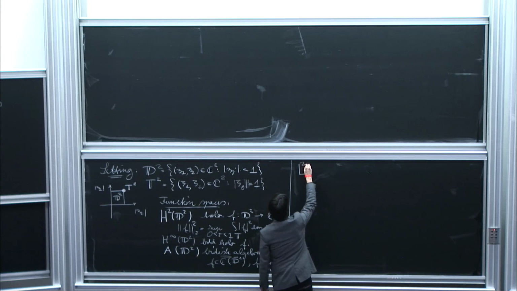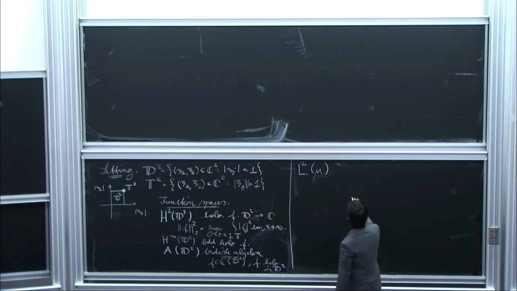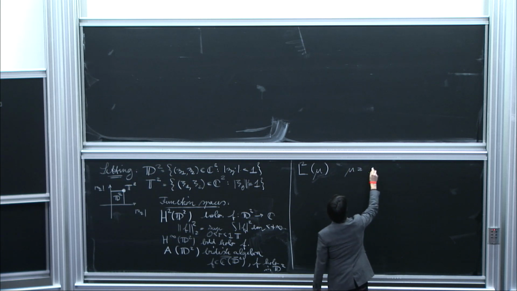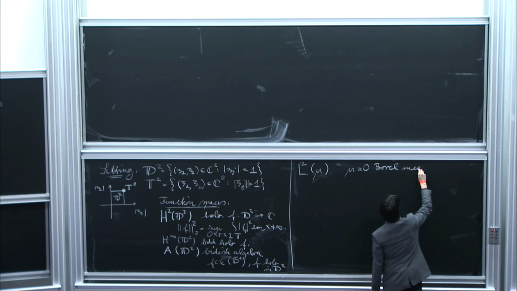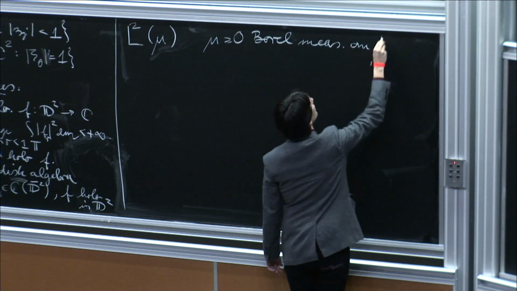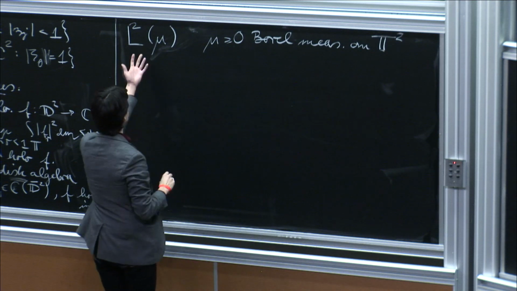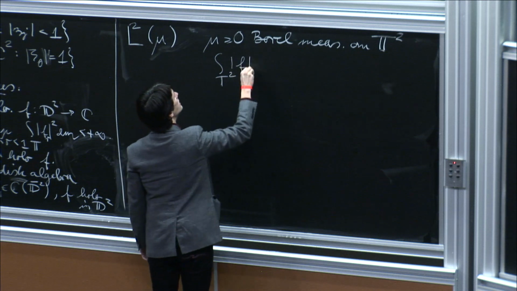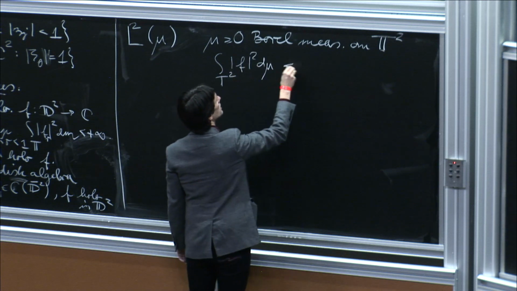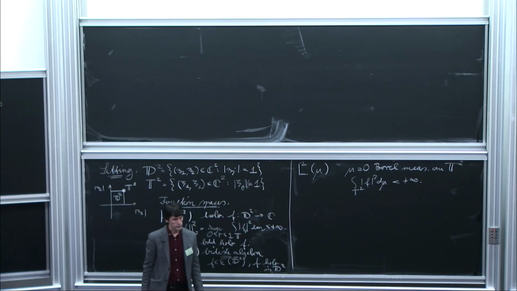Whenever I write L2 of mu, this will mean that mu is a positive Borel measure on T2. And so this will just be the space of measurable functions that have finite norm with respect to this measure.